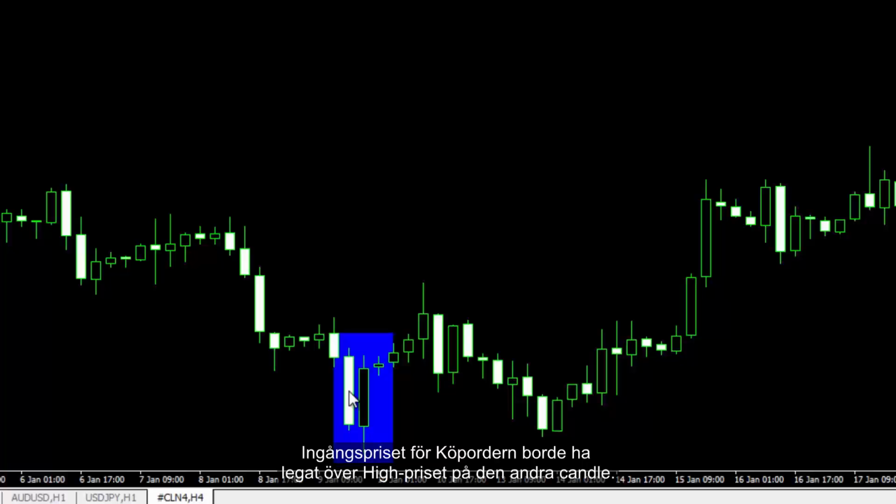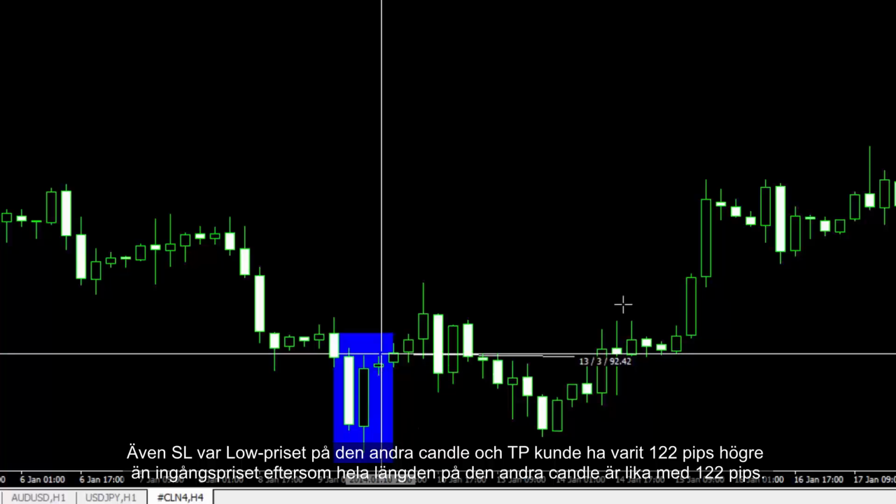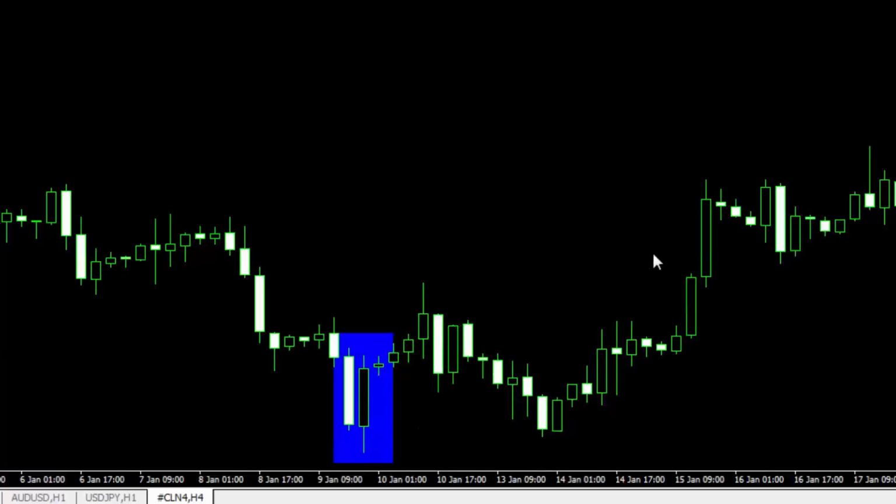The entry price of the buy order should have been above the high price of the second candle. Also, SL was the low price of the second candle, and TP could have been 122 pips higher than the entry price, since the entire length of the second candle equals 122 pips. The market price has increased, followed by a downfall, which eventually went up to the desired price.